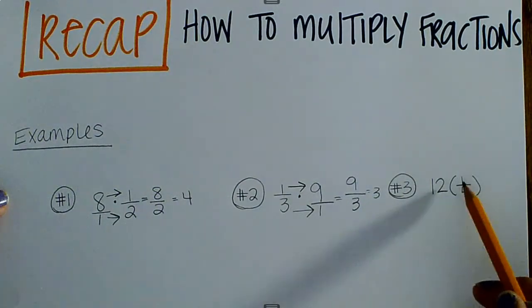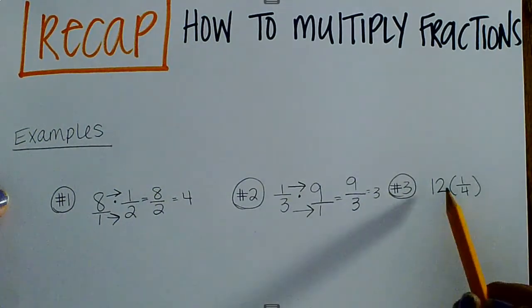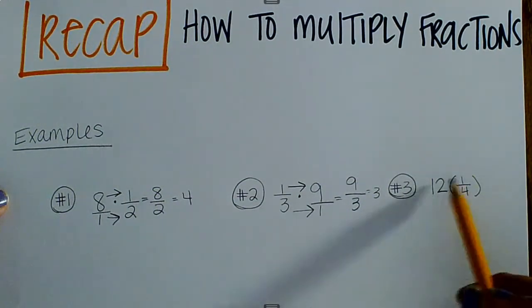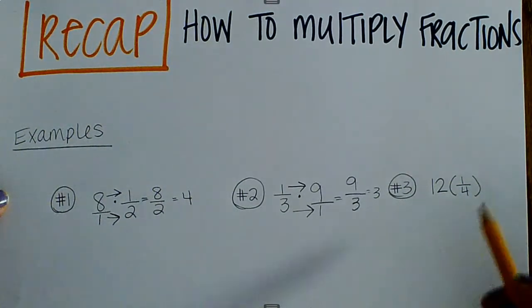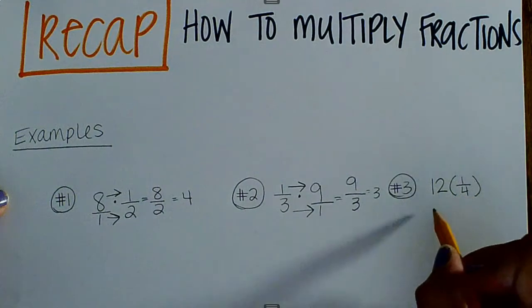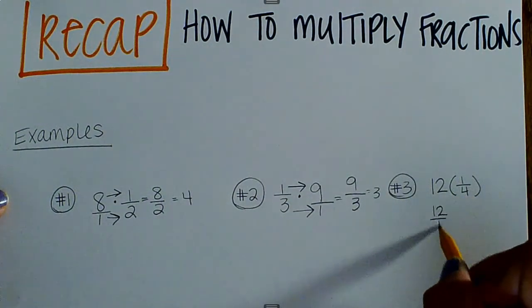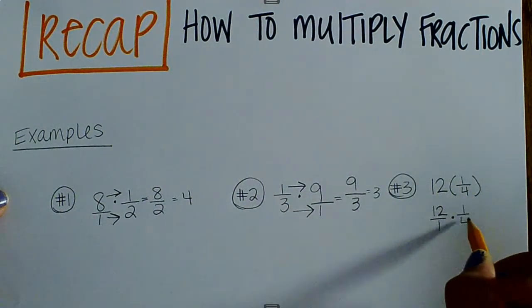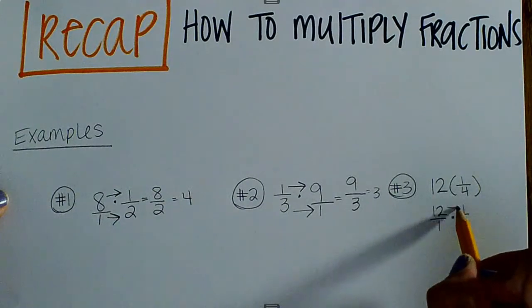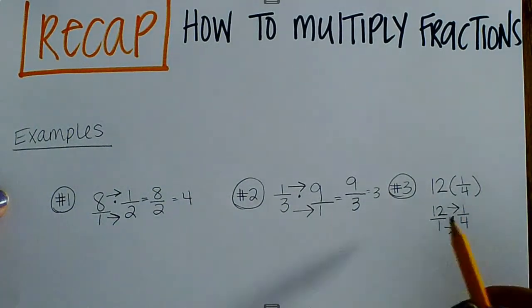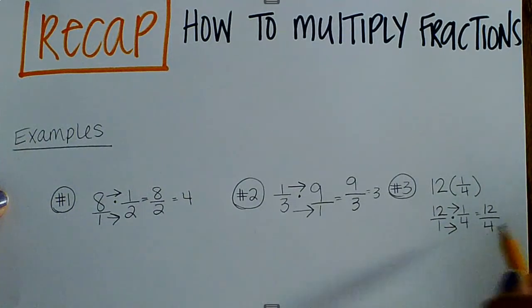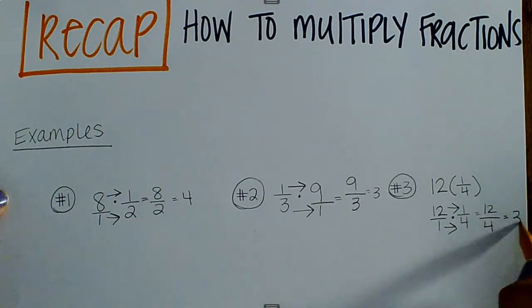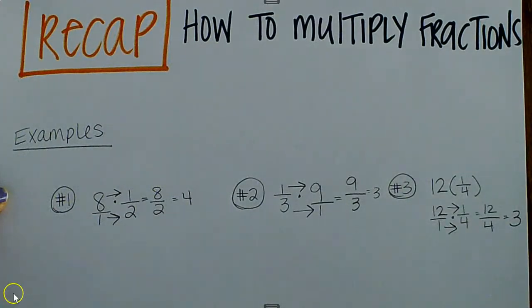Right? And the last one, 12 times 1/4. Again, when there's no operation symbol and they're side by side like this or in parentheses, that means multiplication. So 12 times 1/4, you can even rewrite this as 12 over 1 times 1 over 4 if that helps you. And then we can just multiply straight across. So 12 times 1 is 12, and 1 times 4 is 4. And this reads 12 divided by 4, which we know to be 3.